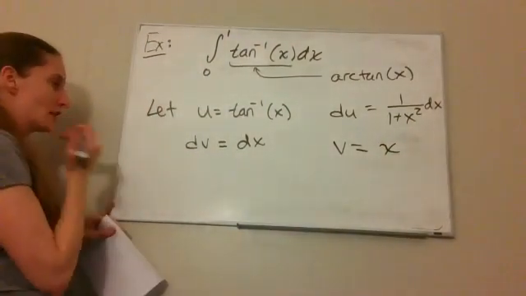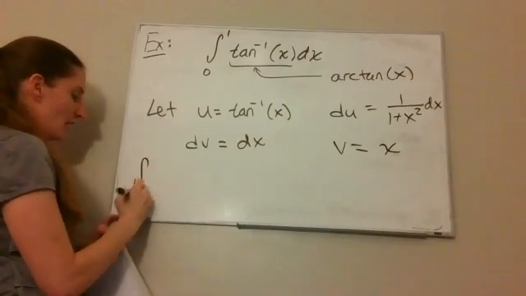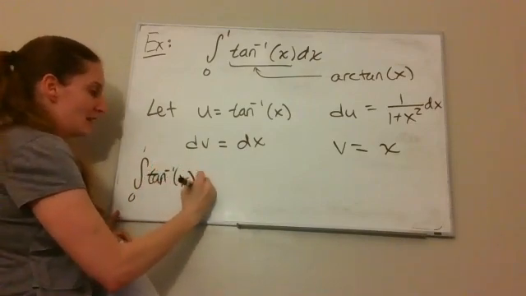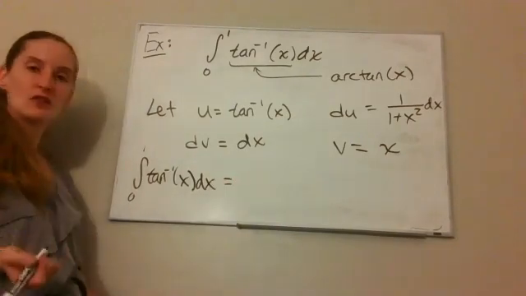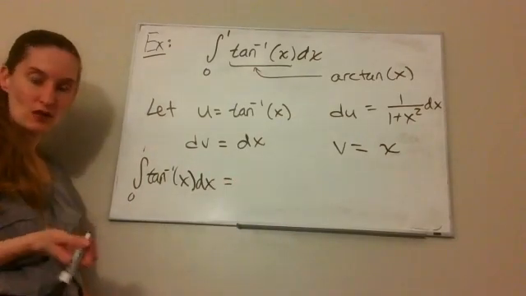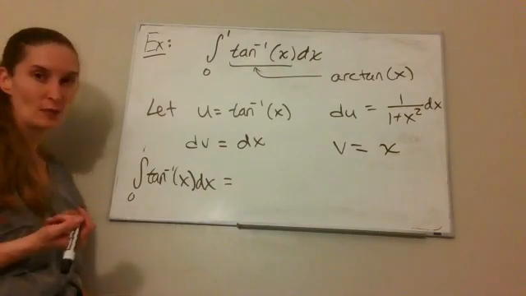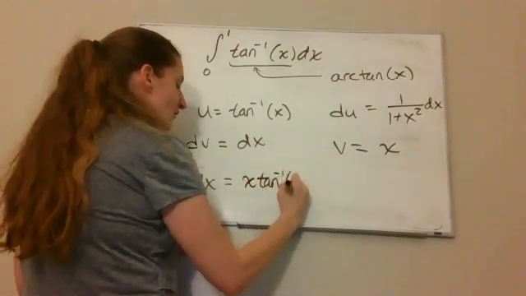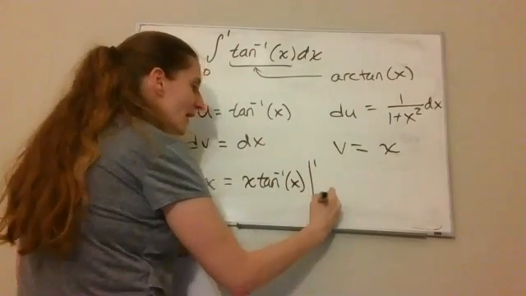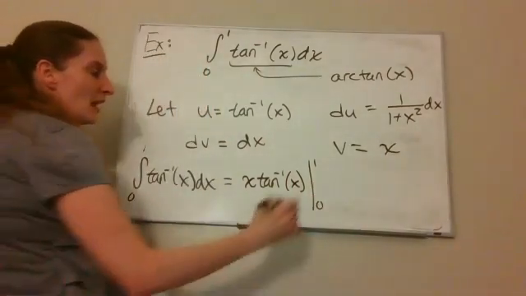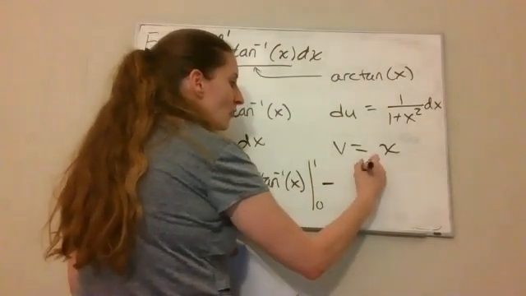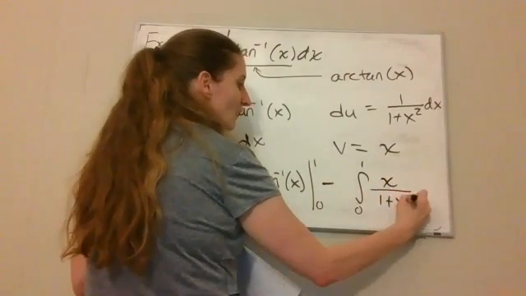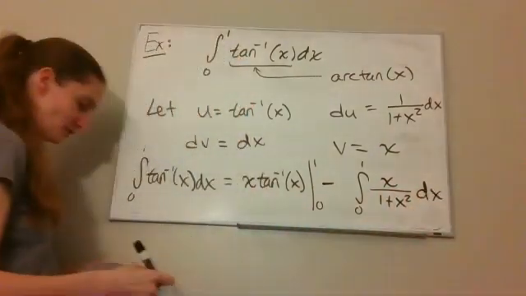So, using my integration by parts formula, I know that my integral from 0 to 1 of tangent inverse of x dx is going to be u times v minus integral of v du. And then we just have to remember we have bounds to plug in. So my u times my v is x times tangent inverse of x, and we would need to plug in bounds of 1 and 0. And then I have my minus integral from 0 to 1 of v du, so x over 1 plus x squared dx.